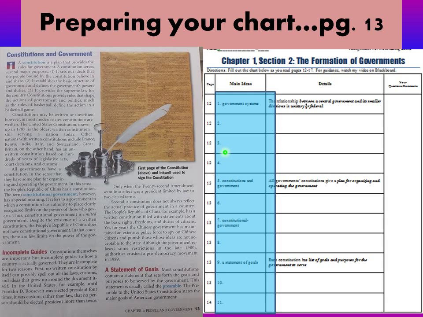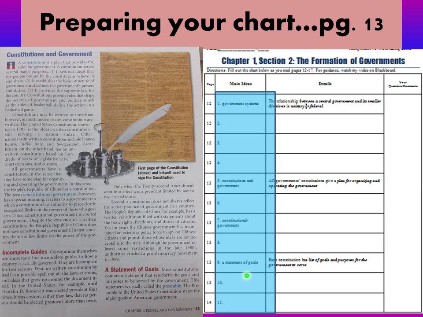Okay, moving on to page 13 now. I've given you this one, constitutions and government. That went here. Then you have a vocabulary word, constitution. Put that here in number 6. Then you skim. You have another vocabulary word, constitutional government. That's here already in number 7 for you. Then you skim. We got some red, incomplete guides. That's going to go in number 8.